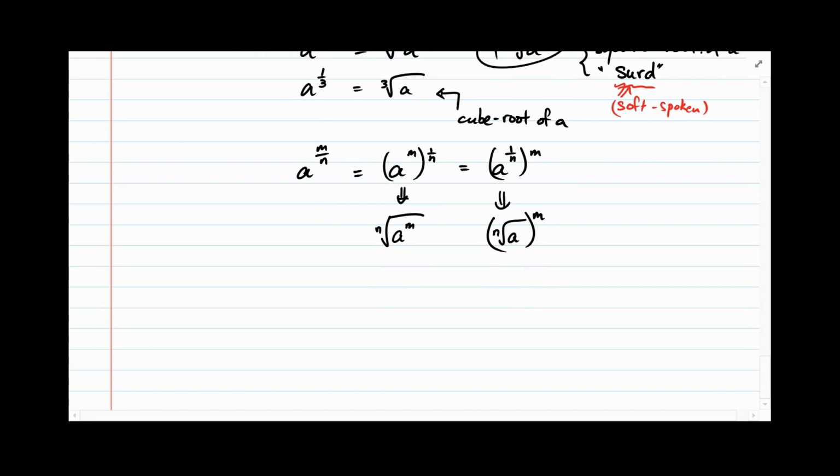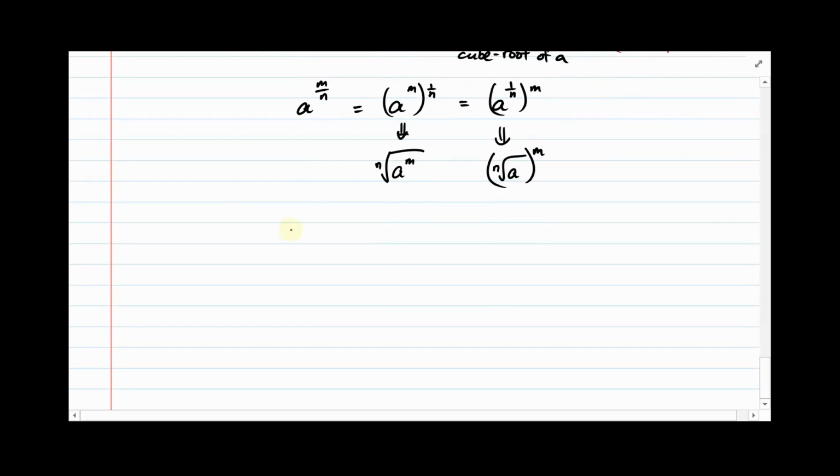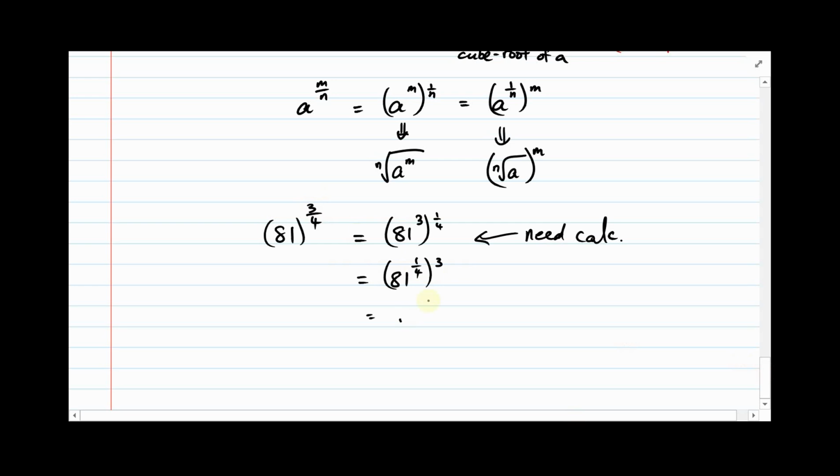So if I had, say, 81 to the 3/4, well, if I said to you what is 81 and I cube it and then take this to the 4th, I would need my calculator. But if I did it the opposite way, if I said let's take 81 to the 1/4 power and cube it, well, for those of you who know, the 4th root of 81 is just 3.